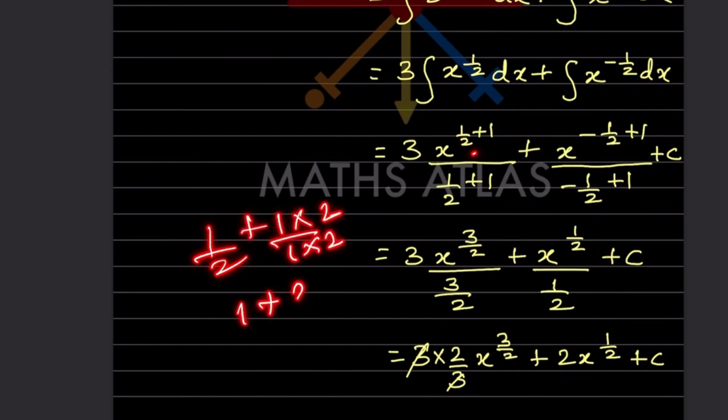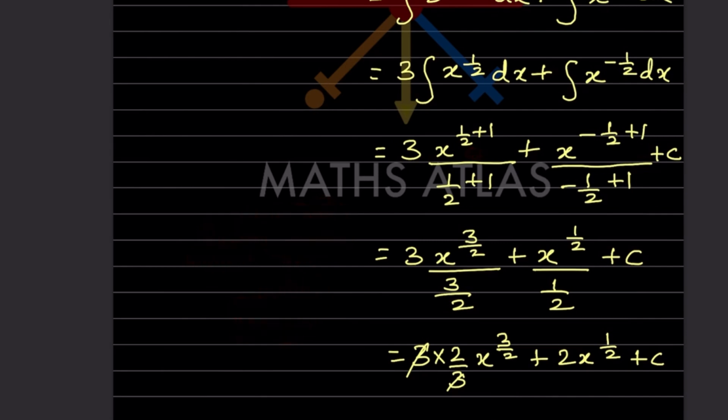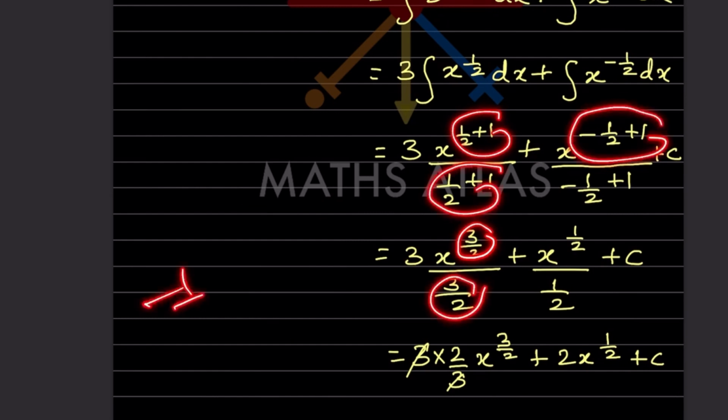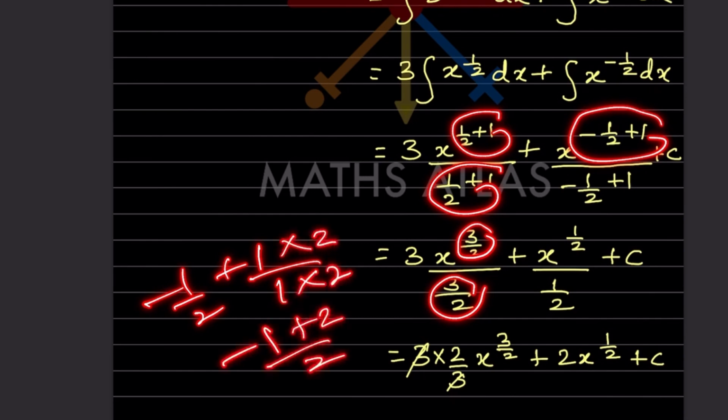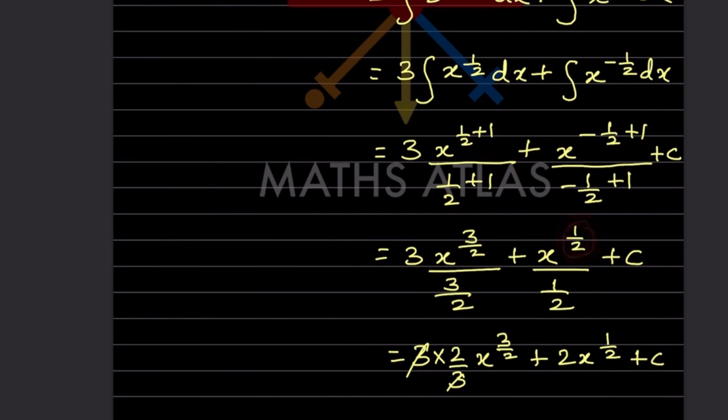So 1 plus 2 by 2, that will be 3 by 2. So this all will be same. And here for this one, you will write 3 by 2. Same for here also 3 by 2. And here minus 1 by 2 plus 1. So here the LCM is 2. So minus 1 plus 2 by 2, that will be 1 by 2. So this is a positive 1 by 2. So this also will be 1 by 2 plus.